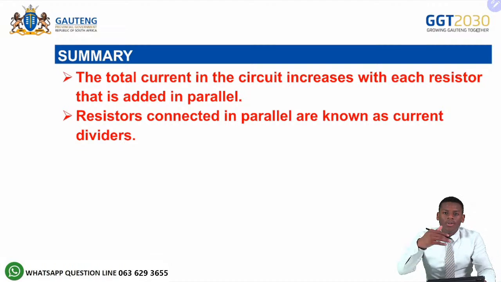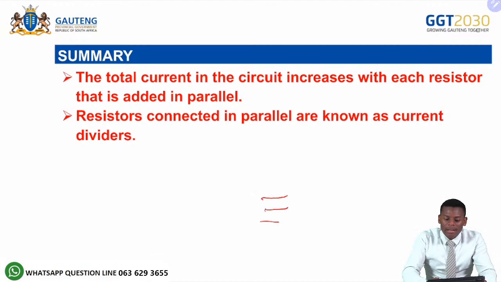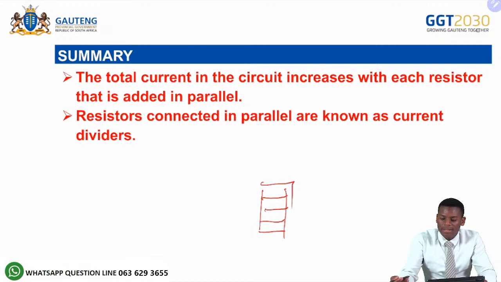Why? Because you're connecting them in parallel to the circuit. They are called current dividers.